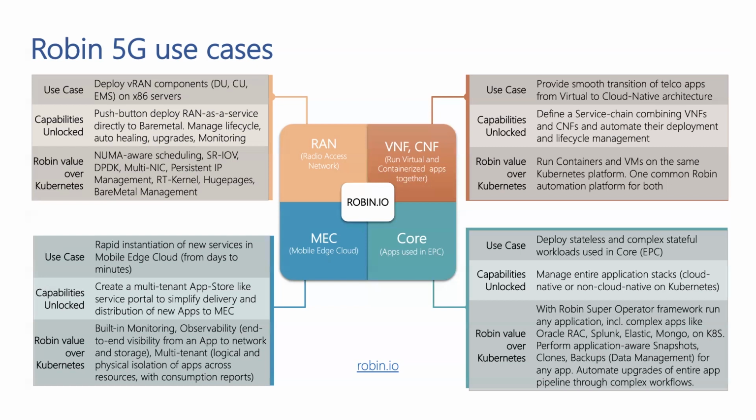And at the same time, if the application vendor has a CNF, container network function, or VNF, virtual network function, that needs to run on the same platform at the same time, we can manage that on Robin and also manage the lifecycle of the application using Robin bundle or Helm chart. So the operators and vendors can bring in their application packaging in their model, and we will be able to manage it on the Robin platform.